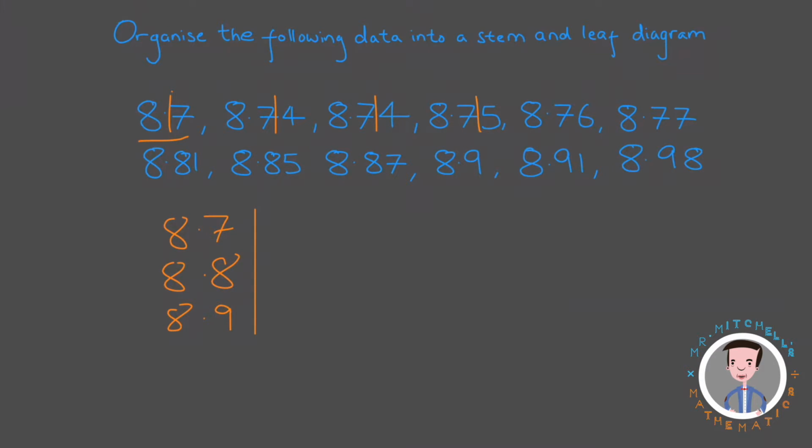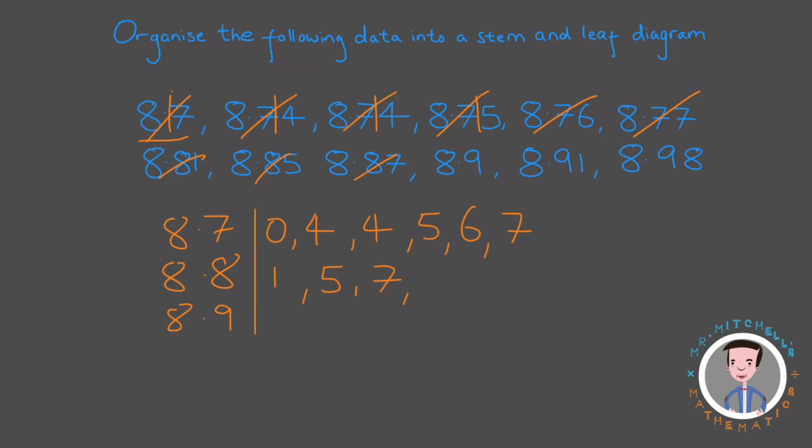And now we're going to start entering our leaves. We have 8.7, so we need to put a 0 there because it's 8.70. Then 8.74, so 4, 5, 6, 7, and that is all of the leaves for 8.7. Next we have 8.8, so 8.81, 8.85, 8.87, and that is it. So we cross those off. The last one we have is 8.9, so we have a 0 there for the first number, and then we have 1 and 8, so we're going to just put them in there.